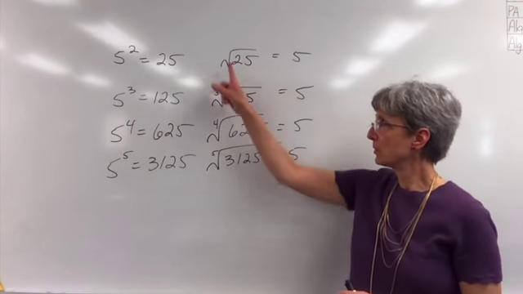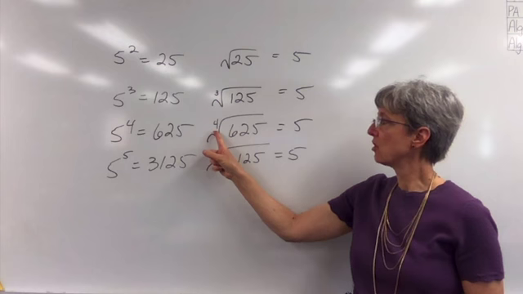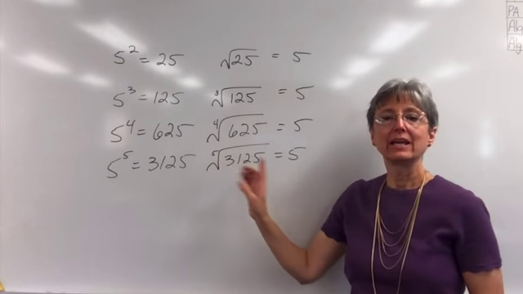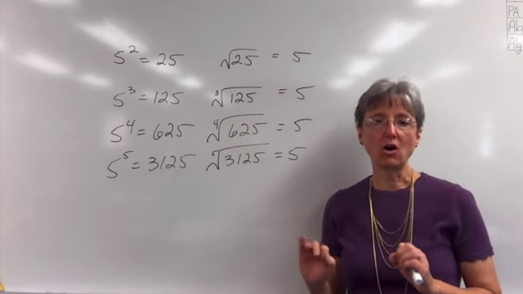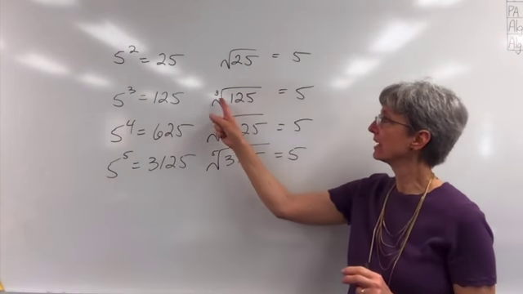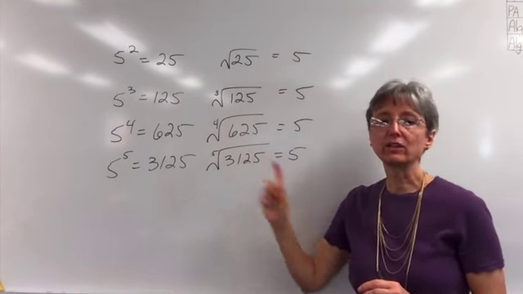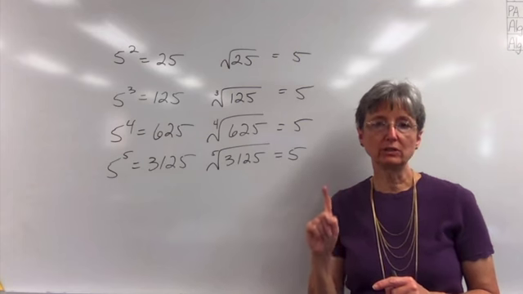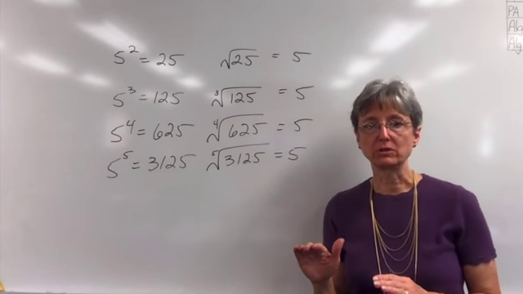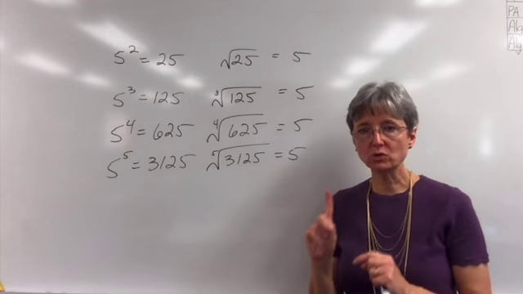Okay, this number right here is called the index. If an index is odd, it's an odd number, like this 3 or like this 5, then you're only going to have one real root. That's possible. And I'm talking about negatives or positives, just one.